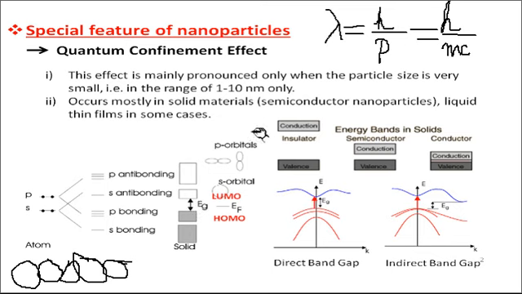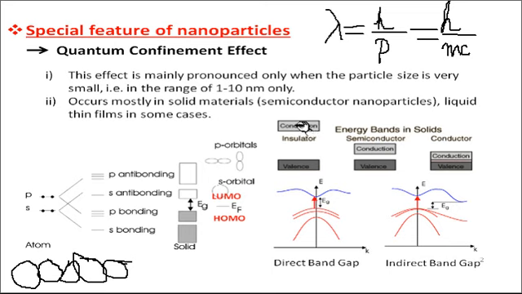Number one is the insulator, where the gap between the valence band and conduction band is very large, and that is how electron excitation from the valence band to the conduction band is almost not possible here. In the case of an insulator, electron transfer from the valence band to the conduction band is almost not possible.